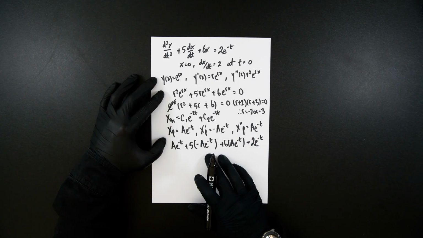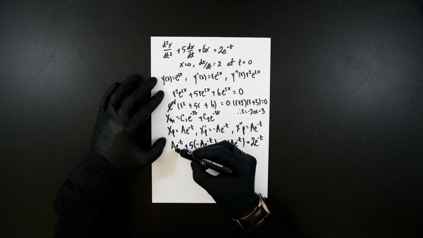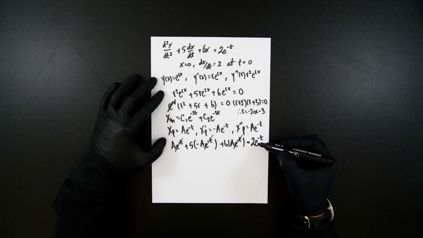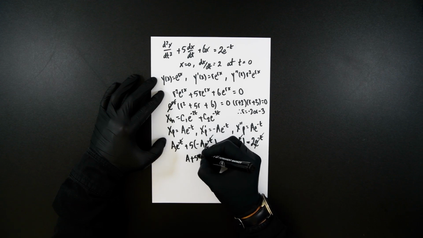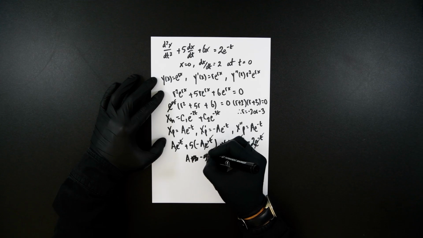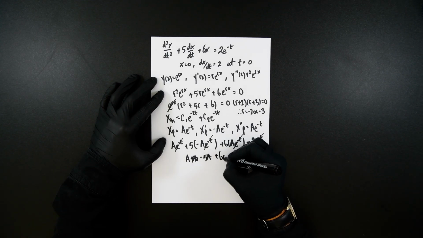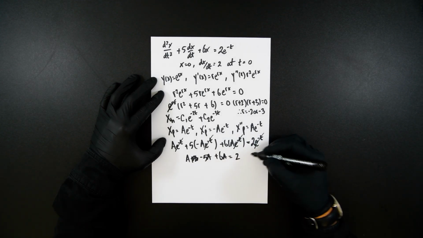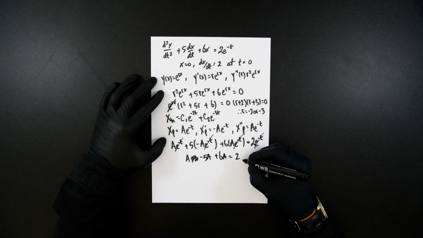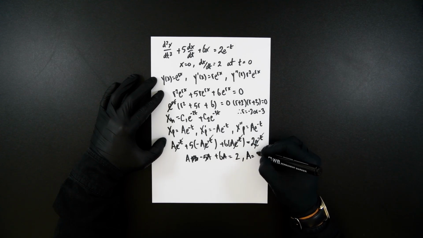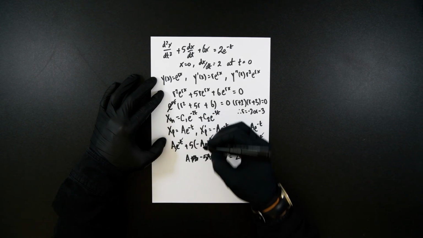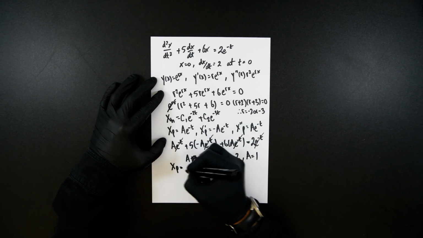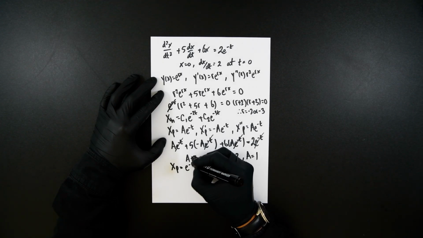Let's now divide everywhere by e to the minus t, and that's obviously going to get rid of these exponentials. So now you're going to be left with a minus 5a plus 6a, which equals 2. Rearranging, we'll find out that a equals 1. Thus, if we take our a equals 1 and put it in here, xp would be e to the minus t.